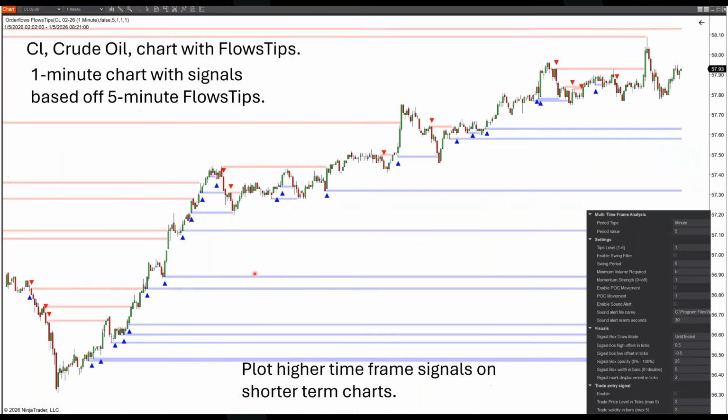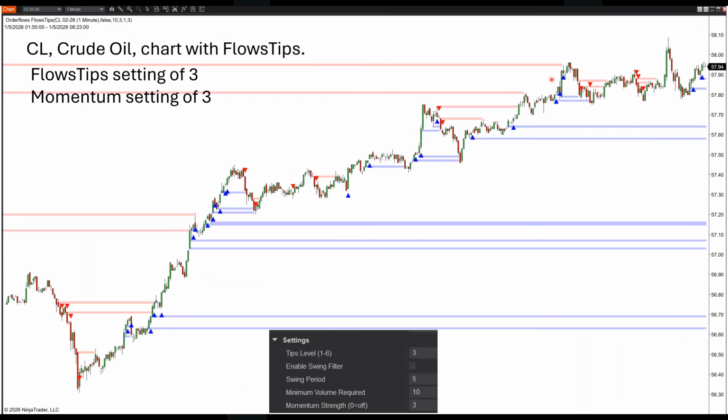Crude oil, similar thing. 5 minutes, tips level 1, momentum strength at 1. Right, it's just catching this beautiful move up. Some short signals, but it just reverses, keeps you long again. Okay, crude oil. Now this is the actual underlying chart with a higher tips level of 3. Momentum strength is 3 also. So it's stronger tips level, stronger momentum strength.